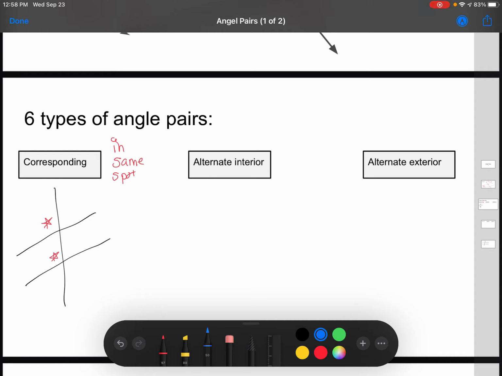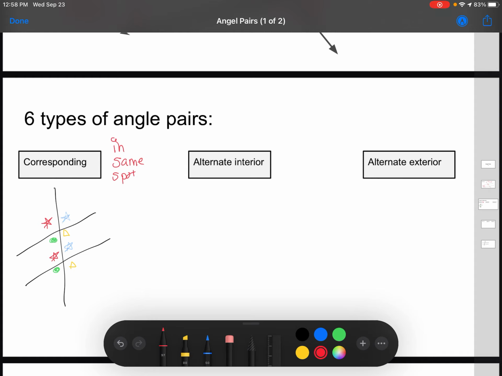Right? So I have 4 different corresponding angles. I got these 2 red stars. I got this blue star with this blue star. I've got this green circle with this green circle. And we've got this yellow triangle with this yellow triangle. Right, so those are the corresponding angle pairs.